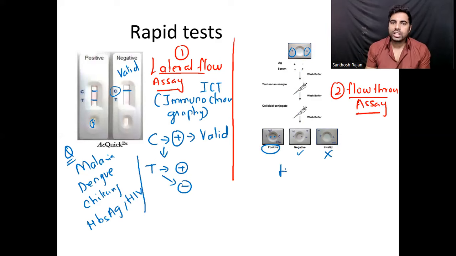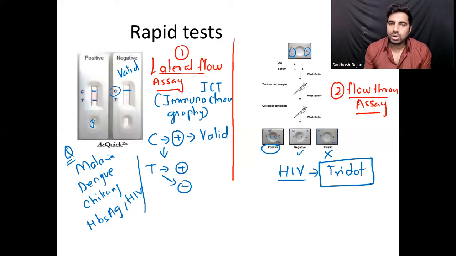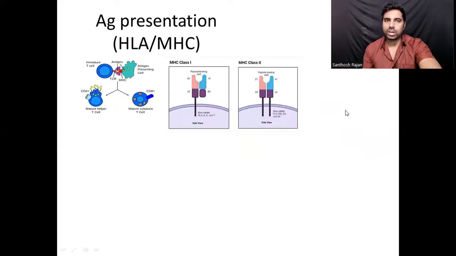Okay. In HIV, the test we are using is called the tri-dot test. Tri-dot means you have one control and two tests. So that means HIV 1 and HIV 2. Usually tri-dot means for three: one is control, another test for HIV 1 and HIV 2. So we use this one. So this is a lateral flow. So these are the rapid tests. Two important rapid tests.